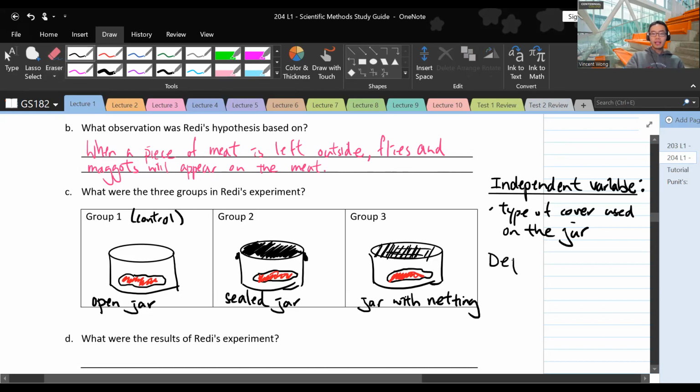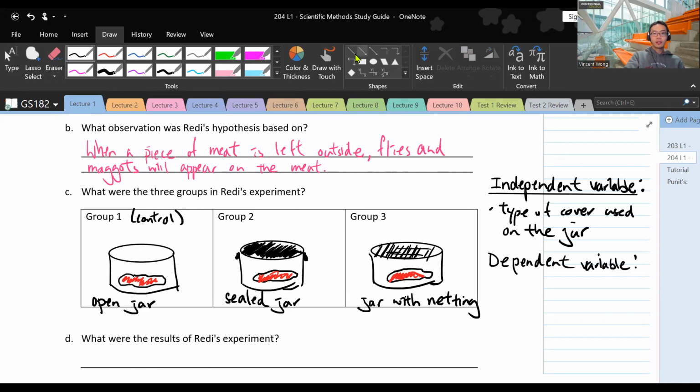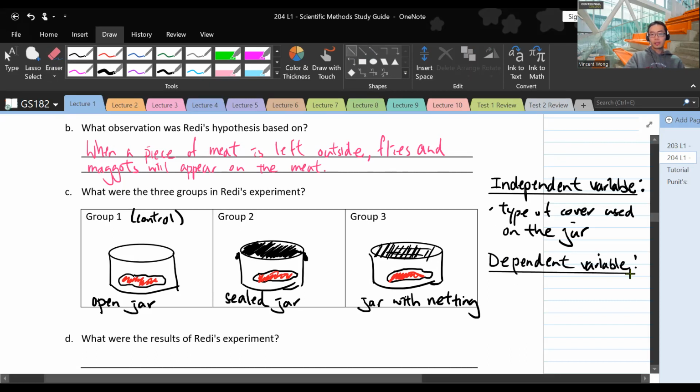What about the dependent variable? What are we trying to see in this case? By changing the type of covering, what are we trying to observe? If flies and maggots will appear. That's right. So this would be the presence of flies and maggots.